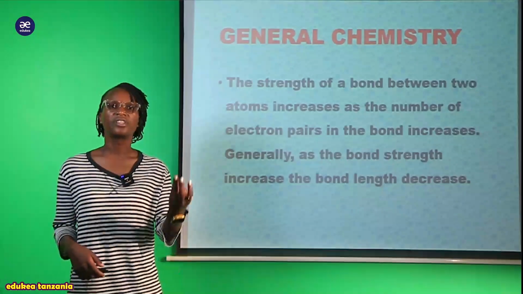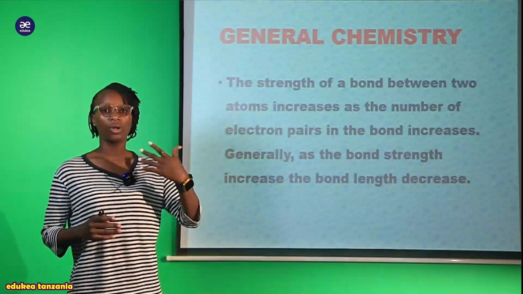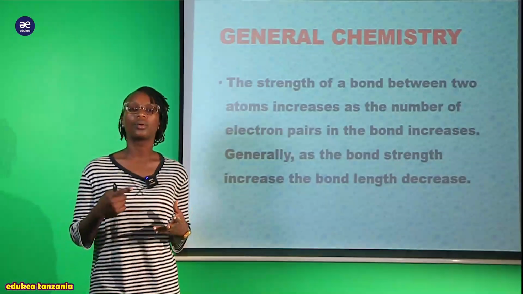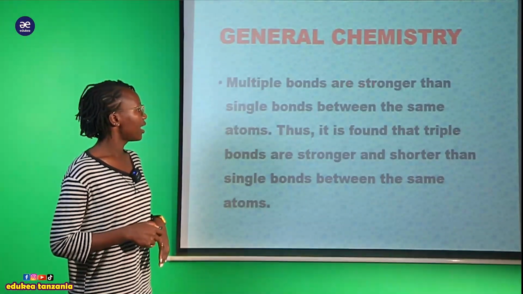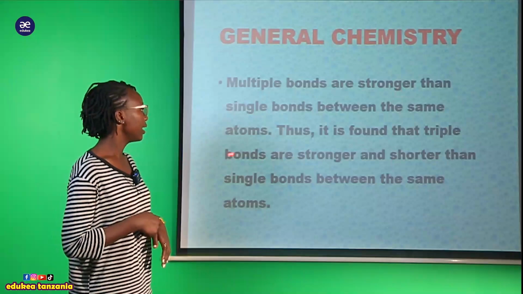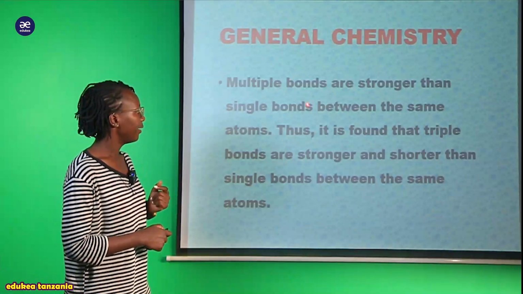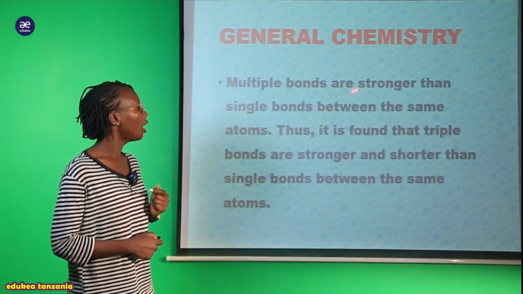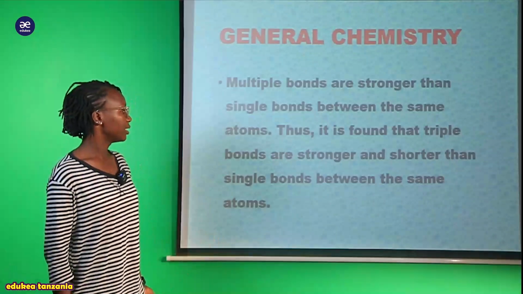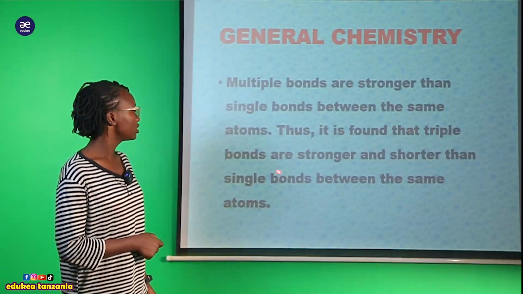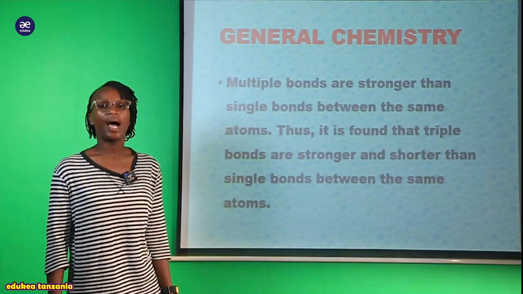We are going to look at these kinds of bonds: the single bond and the multiple bond, where under multiple we are talking about the double bond and the triple bond. We will look at their strengths, but also at their lengths. Okay, so the multiple bonds are stronger than the single bond between the same atoms. Multiple bonds are stronger than single bonds between the same atoms. Why? We can see. Thus, it is found that the triple bond is stronger and shorter than the single bond between the same atoms.